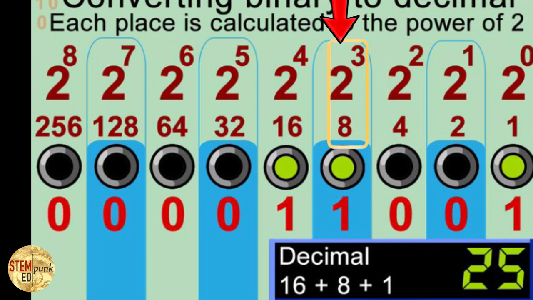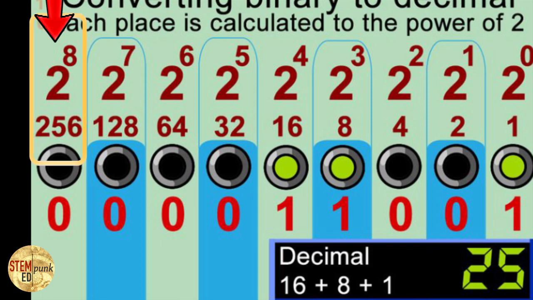In the fourth place value of binary, we have 2 to the third power, which equals 8 in decimal. 2 times 2 is 4, and 4 times 2 equals 8. In the fifth place value of binary, we have 2 to the fourth power, which equals 16 in decimal. 2 times 2 is 4, 4 times 2 is 8, and 8 times 2 equals 16. The numbers continue up to the 9th place value, or 2 to the 8th power, for our 9-bit number.